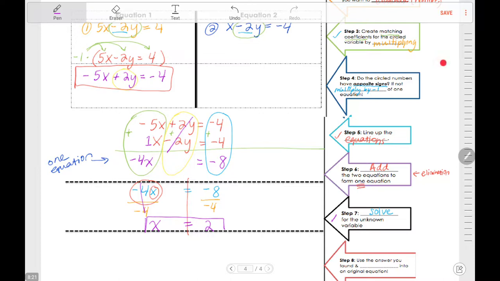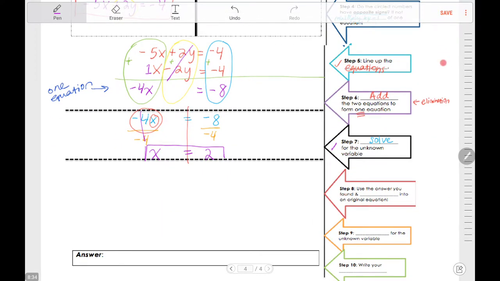That's good. Am I done? Do I have the solution to my system? No. A solution to a system is an x, y coordinate. If I have the x value, now I need to find the y value. So I'm not done yet. So step 8 is to use the answer that I just found, x equals 2, and substitute into an original equation. This sounds a lot like yesterday's steps for substitution.